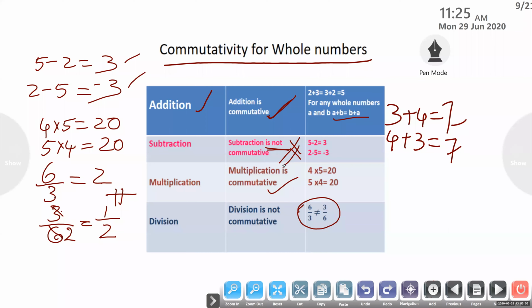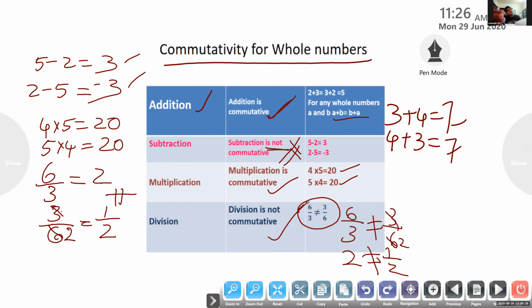And 4 into 5 equal to 20, 5 into 4 also equal to 20. When we change the order, the answer is not changing. So multiplication is commutative. And division, 6 by 3 is not equal to 3 by 6. 6 by 3 is 2, but 3 by 6 is 1 by 2. So division is not commutative. Understood all of you? Shall I move to the next? Yes.